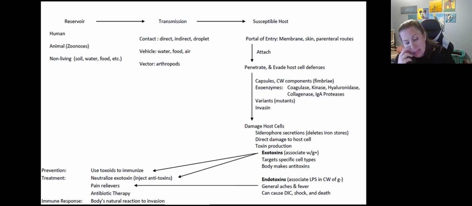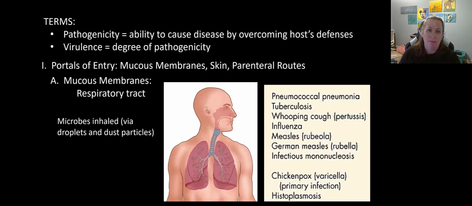All right, so because of this, we do need to look at some terms first. The first thing we have is the pathogenicity. Pathogenicity means it's the ability to cause disease by overcoming the host's defenses. So it has the ability to overcome your defenses and it makes you sick. Virulence is the degree of this. It's the degree of the pathogenicity. It is what does the bacteria, the virus, the protist, the worm, what does it have that makes it successful? How does it overcome your host defense? Okay, so we're going to take a look at those.